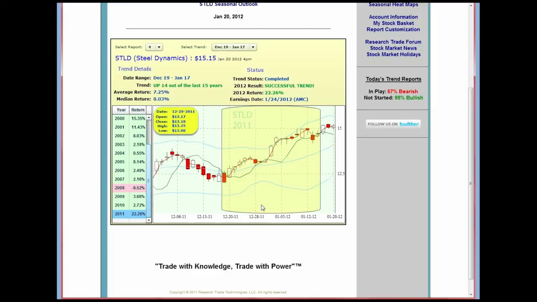This is the chart of the 2011 trend. On the chart, the red and the green lines are simple short-term moving averages, while the blue lines are the Bollinger Bands, which represent potential support and resistance levels. The date range of the seasonal trend is highlighted in yellow. We see that the stock had a nice pullback prior to the start of the trend.